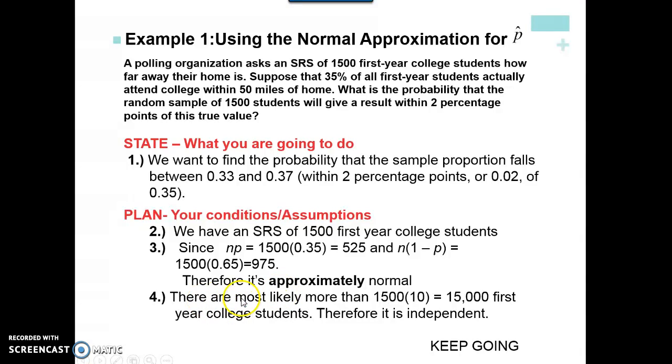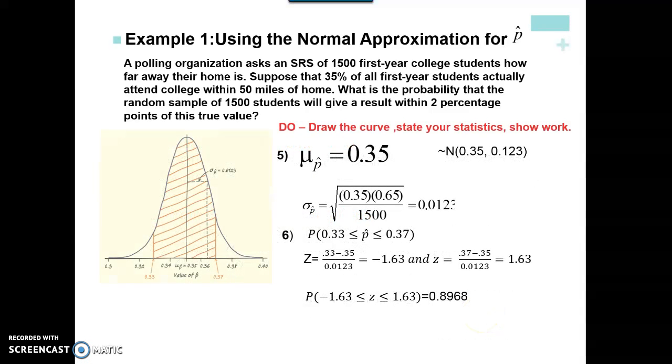And then this is your independence condition right here for your standard deviation. There's most likely more than our sample size, which is 1,500 times 10, which is 15,000. There's most likely more than 15,000 first-year college students. It's independent. I can use my standard deviation formula. Okay, the next thing you want to do is show your work. You can just do this portion right here, but show your work for your plugin for the standard deviation. So it's approximately normally distributed. The mean of the sampling distribution is the same as the population proportion, which is 0.35, okay?